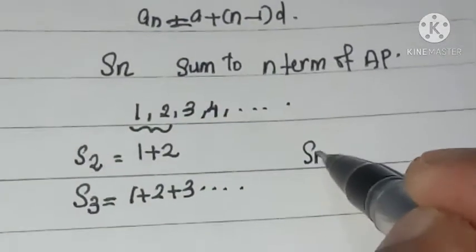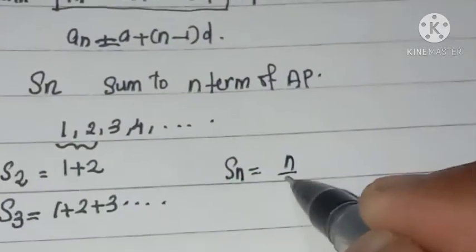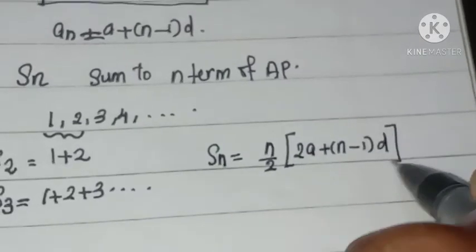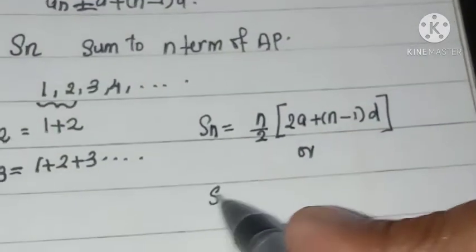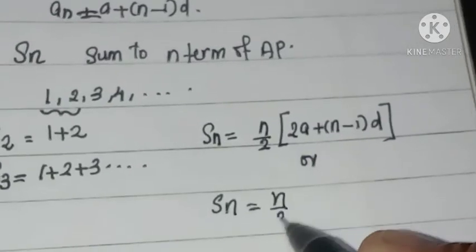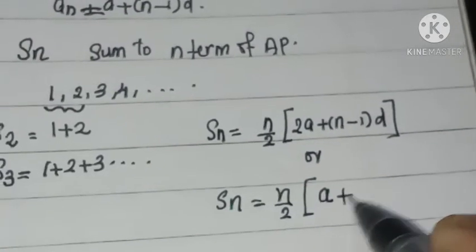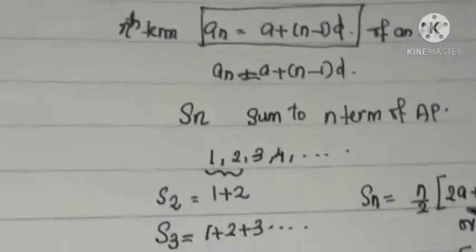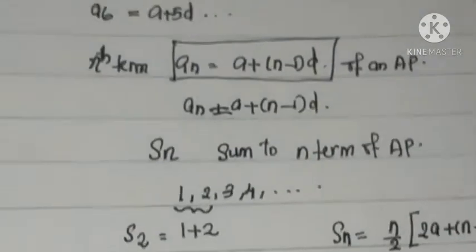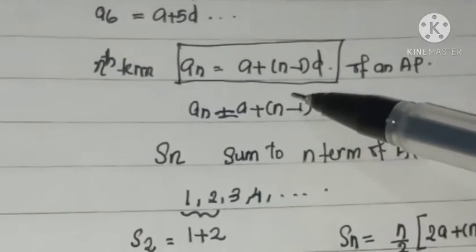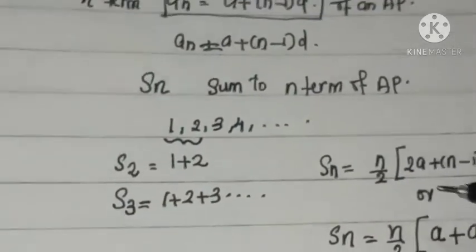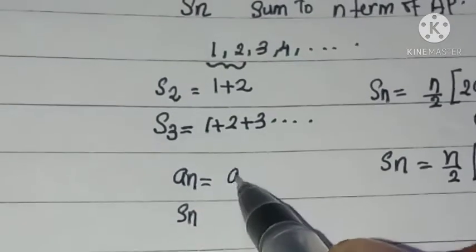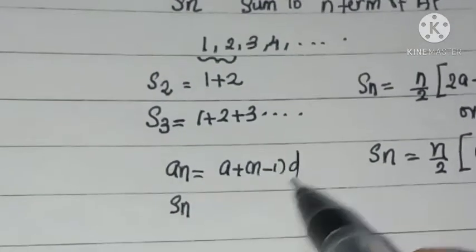And this Sn, the sum to n terms, is obtained by n by 2 into (2a plus (n minus 1) into d). Or there is another formula to find the sum, that is n by 2 into (first term plus last term), a plus an. So all these things you learned before. That's why I simply define the nth term and sum to n terms. So learn by heart these formulas for an and Sn.